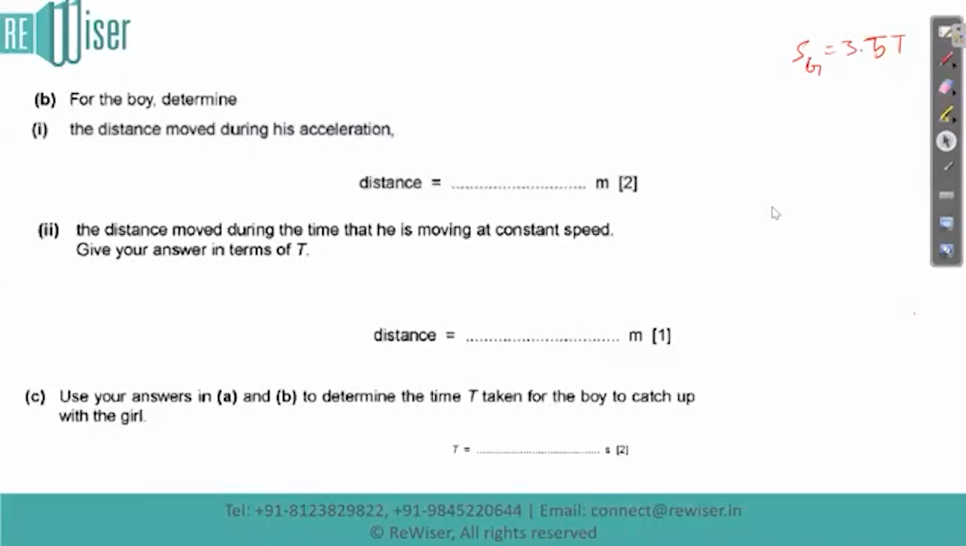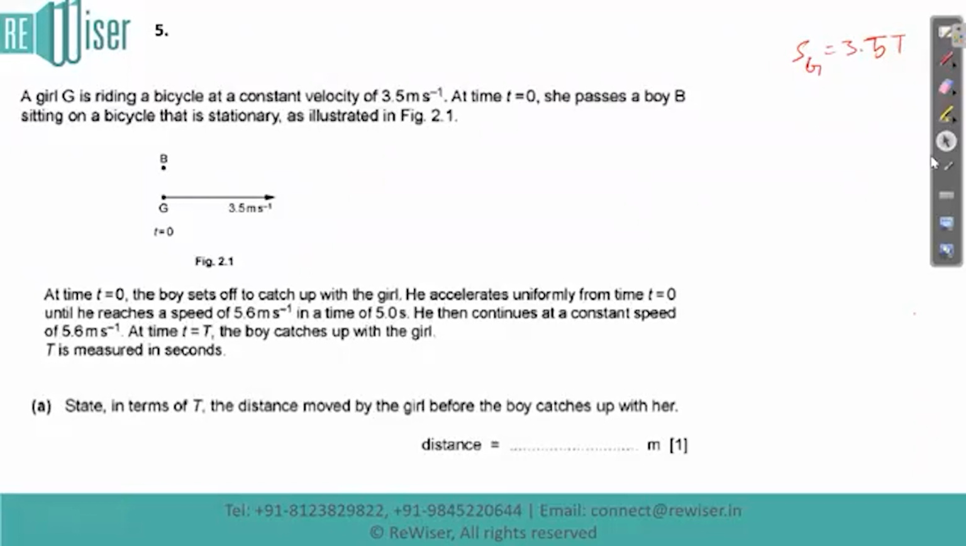Now for the boy, determine the distance moved during the acceleration. The boy goes from velocity 0 to a final velocity of 5.6, accelerating for 5 seconds. So I can use SB, displacement by the boy, equal to UT plus half AT squared. For the first 5 seconds he has traveled this distance. Now we don't know the acceleration. How do we find it? V equals U plus AT.